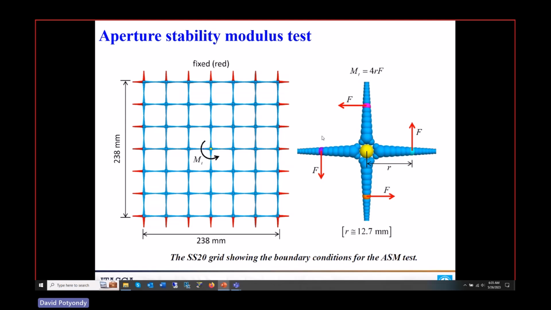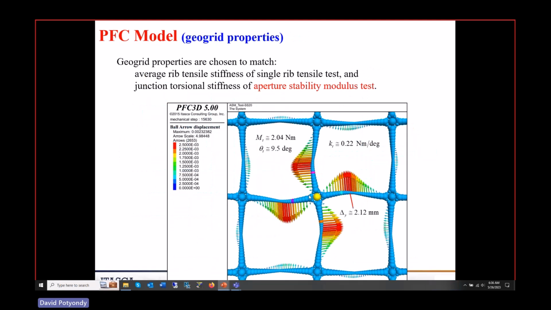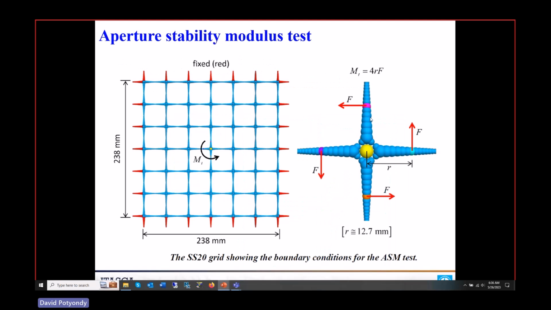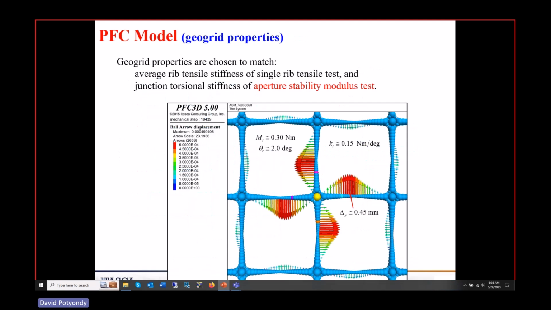In this test, they take a grid like this and clamp it into a steel fixture. Let me show you better. Look what they do. They put metal nails on a plate, and then they rotate that plate and measure the moment required to rotate it. They come up with the moment rotation stiffness, a rotational stiffness. So we did the same thing. We just simulated that in PFC.